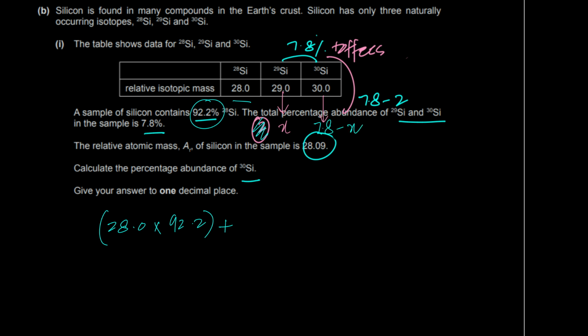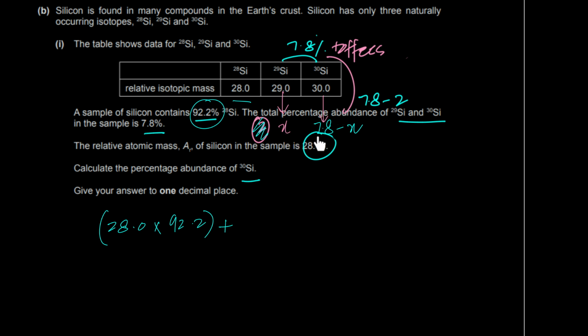Pretty simple. Not 100 minus X, Vanya. That's the most common mistake. Because 100 is the overall abundance. These two combined is 7.8. See, you just have to look at these two. You're not going to say 100 minus X. Don't rote learn things. It's not 100. That's the most common mistake that students made here.